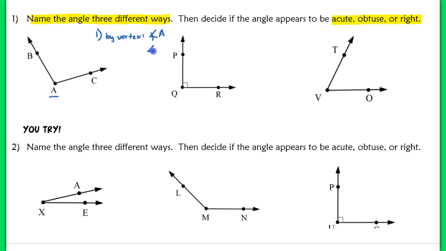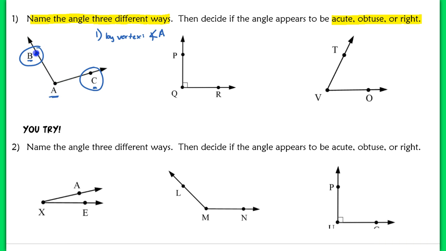So I won't name this angle B because that is not the vertex. Clearly that is not the vertex. It has to be the point where they share in common, the vertex. So we don't want to name this angle B. That doesn't work. We can also though name it by the three letters here that appear on this angle. Okay, so you can show by these two other points. Each one has to be on one of the rays.